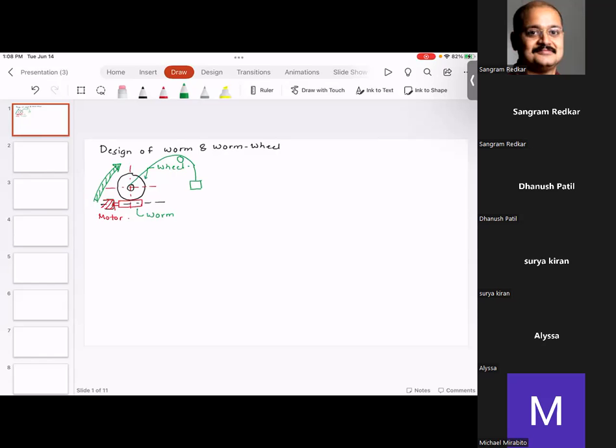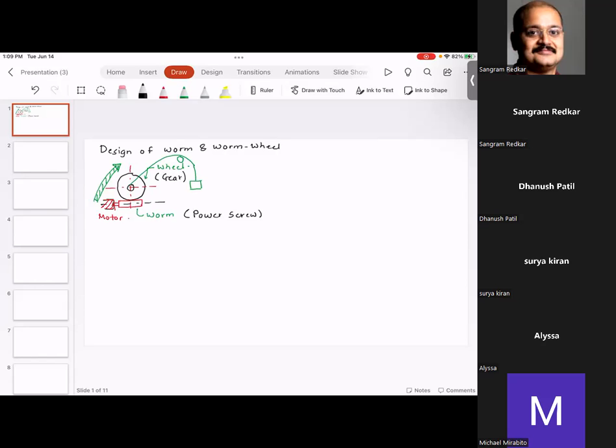Now, the worm is something similar to a power screw. So when we look at the design of the worm, it's going to be similar to the design of a power screw. And the wheel is like a gear. So in the worm wheel, we are combining two design processes. One is the design of the power screw, and the second one is the design of the wheel.